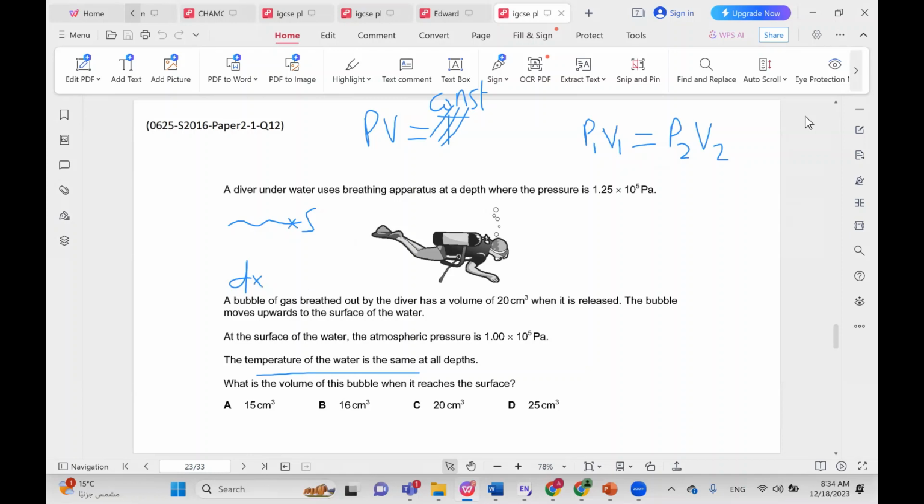On the surface, we have atmospheric pressure. So let's call the point D point 1 and let's call S point 2. So for S, for point 2, we have atmospheric pressure. So I can write, instead of P2, I can write the atmospheric pressure, which is 1 times 10 to the power of 5. And where the diver is, the pressure is 1.25 times 10 to the power 5. So I can write that instead of P1.